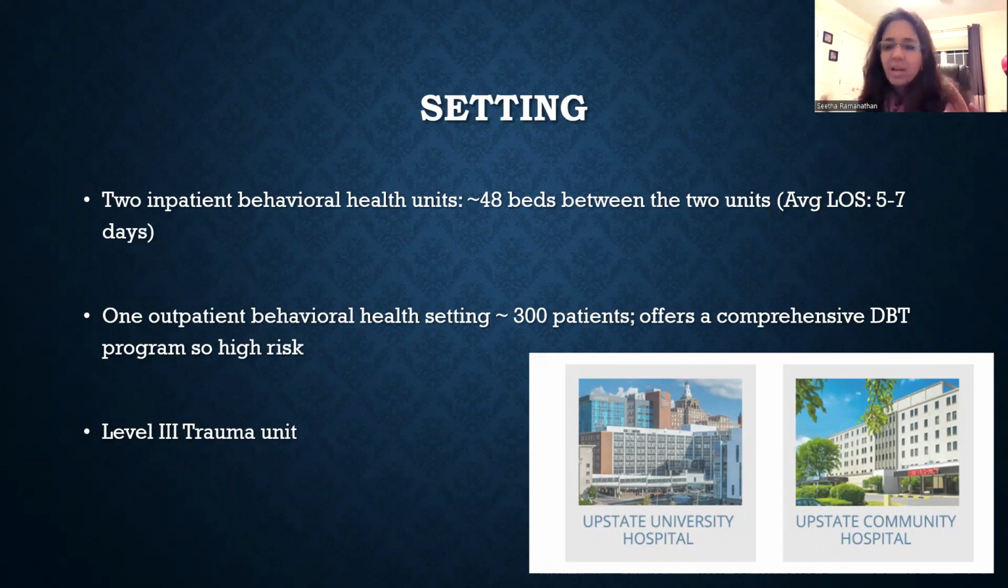And the second one is an outpatient behavioral health setting, which is a much smaller setting, around 300 patients. But the difference in this setting is that it is a high-risk program. It is the county's only comprehensive dialectical behavior therapy program. So most of the patients seen here are supposed to be high risk, but I'll show you data over there, which talk about how we screen and what our numbers look like. It was also the county's level 3 trauma unit, which means it's the highest level of trauma, and we get patients from all the way to the Pennsylvania border and up to the Canadian border, and both sides as well. So it's a big catchment area.